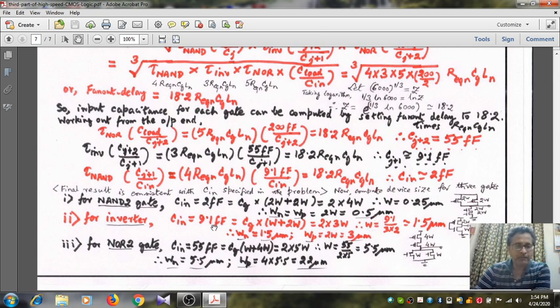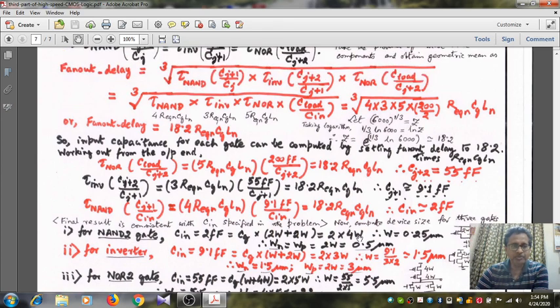Clear? For the inverter, C input equal to 9.1 femtofarad equal to Cg into W plus 2W. Why W and 2W? Because for a standard inverter, this is the size. So I get W equal to 1.5, and hence the NMOS size to be 1.5 micrometer, WP to be 3 micrometer.